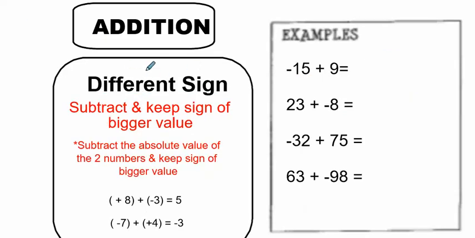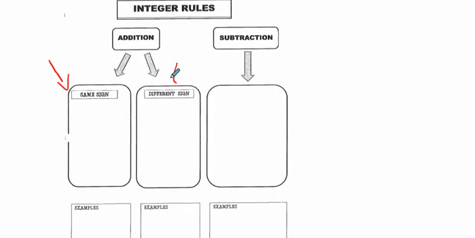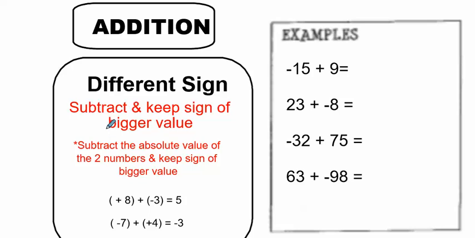All right, so let's write addition. Again, you are on now this part right here where it's different sign. All right, different sign. You're going to subtract and keep the sign of the bigger value. Okay, so different signs, find the difference. So you're going to subtract the absolute value of the two numbers and keep the sign of the bigger value.